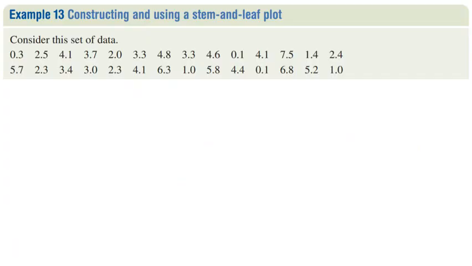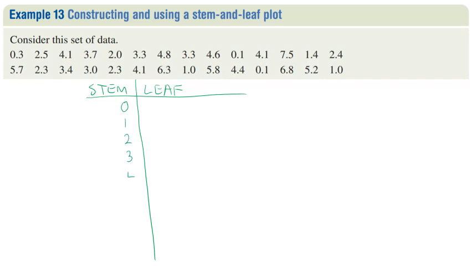This is an example from the textbook. So let's draw a stem and leaf plot. So the stem is the first part of the number and the leaf is the second part. So in this case, the first part of the number is the bit before the decimal point. So it starts at 0 and then we go all the way up to the biggest number I can see, which is 7.5. So up to 7, 2, 3, 4, 5, 6, 7. And the leaf is the second part of the number, so just the bit after the decimal point.